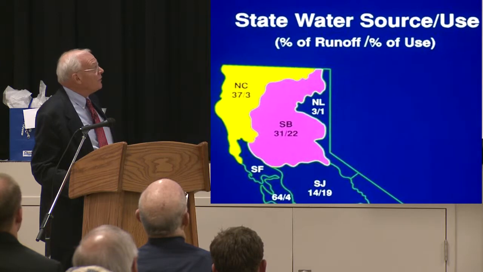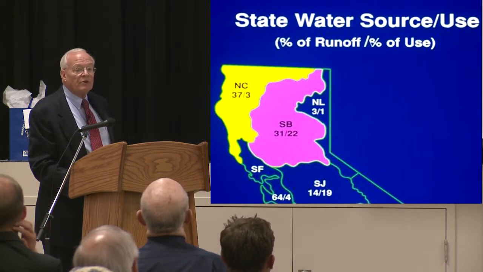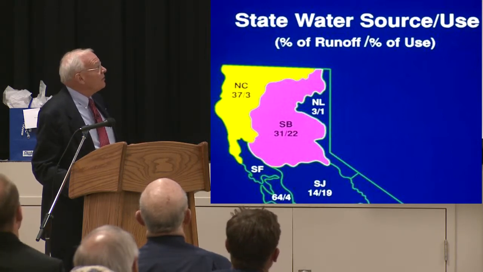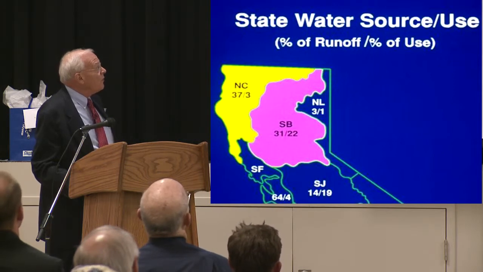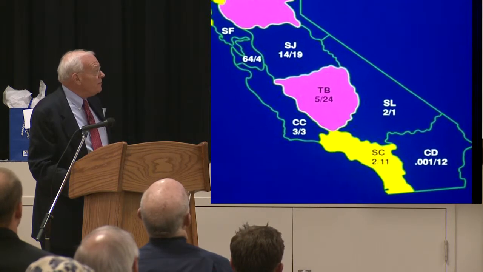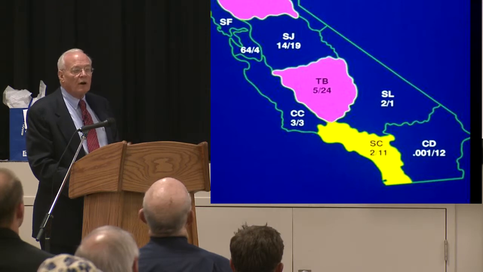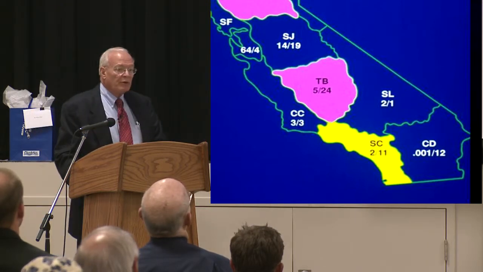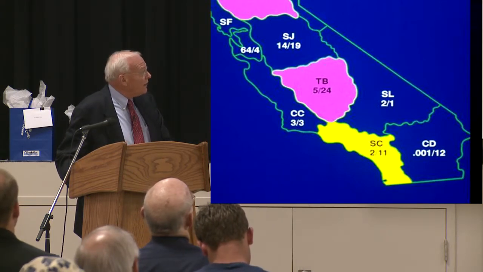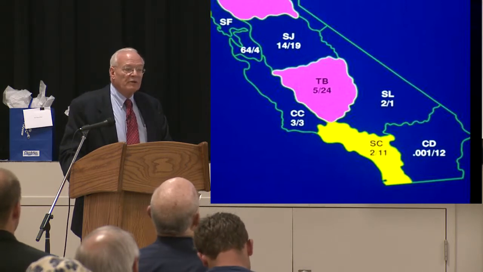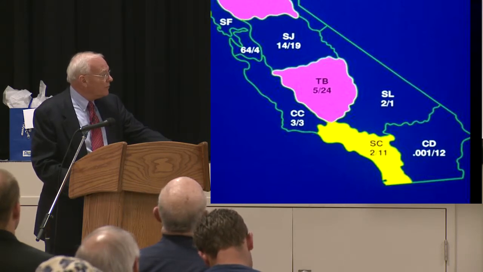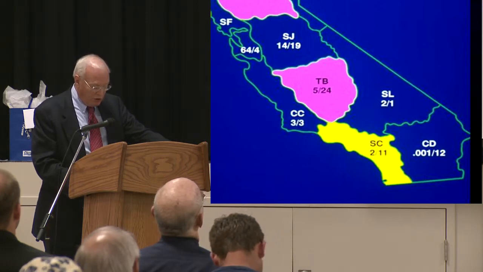In the north, you can look at the North Coast Basin, which provides 37% of the water. It's a little bit like the Athabasca River, and only 3% of the use. And the Sacramento Basin, which accounts for 31% of the water and 22% of the use. Then come down to Southern California. The TB is the Tulare Basin, a huge and prosperous agricultural area that produces only 5% of its own water and yet uses almost 1/4 of the water statewide. And then down in the lower left corner, the South Coast Basin, the home of Los Angeles and San Diego, and that enormous urban area where you only get 2% of the statewide supply, but 11% of the use.